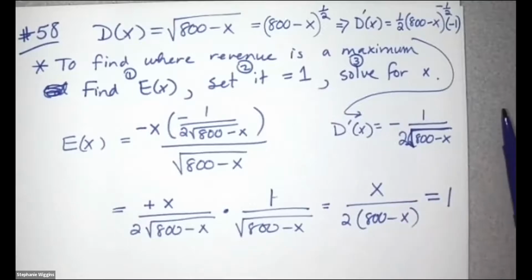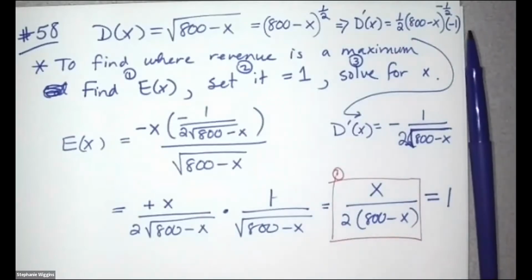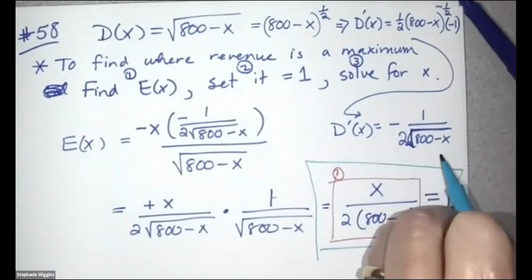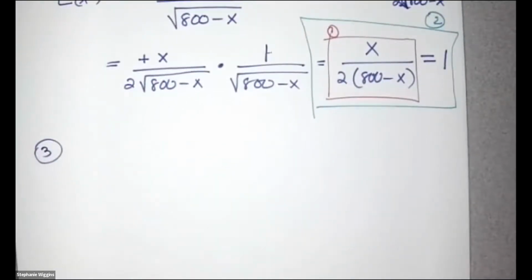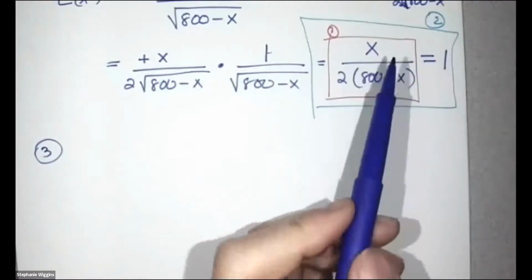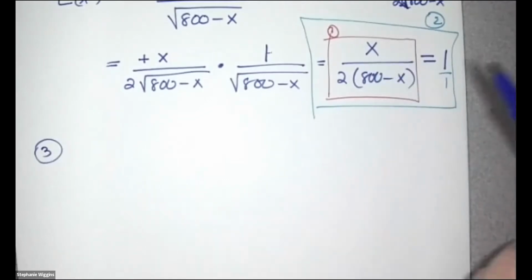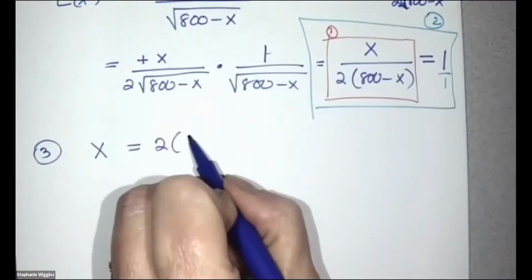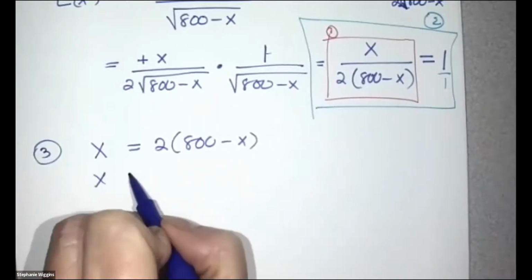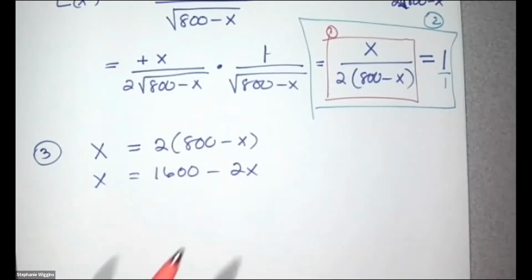Okay? So getting to this point, this is your step 1. And then the fact that you're setting it equal to 1, that is your step 2. And now we just have to solve it. So step 3 is going to solve this equation, and you're going to cross multiply. So we've got over 1. When you cross multiply, you have x times 1, x equals this times 1, which is 2 times 800 minus x. So x equals 1600 minus 2x. Then you're going to add 3x to both sides.